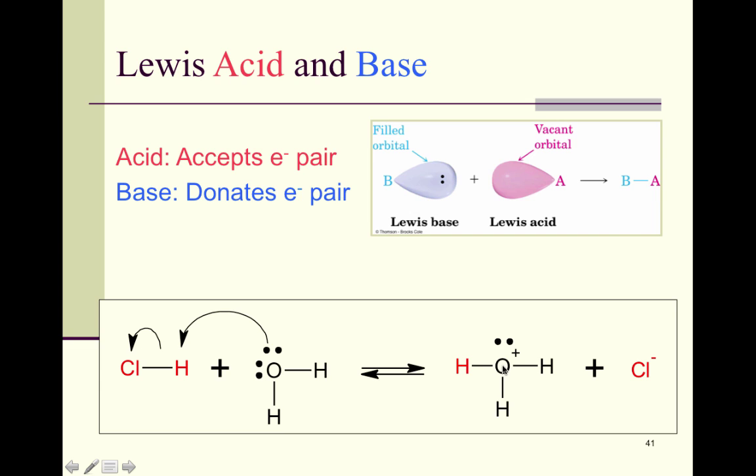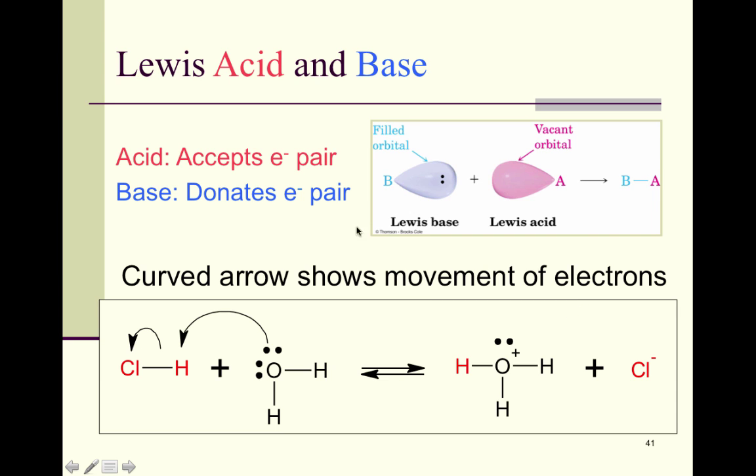The preferred number of bonds for oxygen is 2. Notice it has a plus charge because it has 1 more bond than it's supposed to. In the hydronium ion, H3O+, that's where the plus comes from, the formal charge of oxygen. And then chloride has 1 less bond. Remember, it can only have 1 bond. It has none, so it has the negative charge. So we're looking at charges in terms of formal charges, not just as ions.